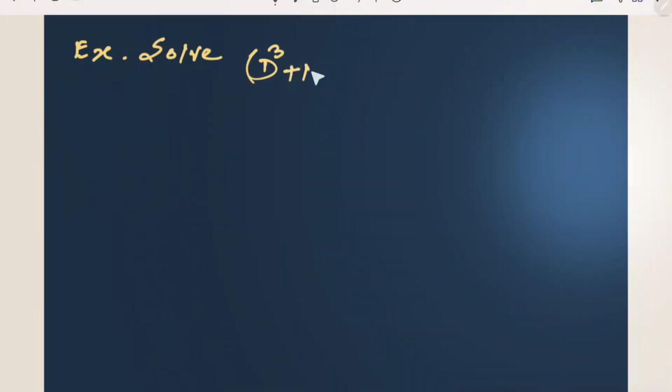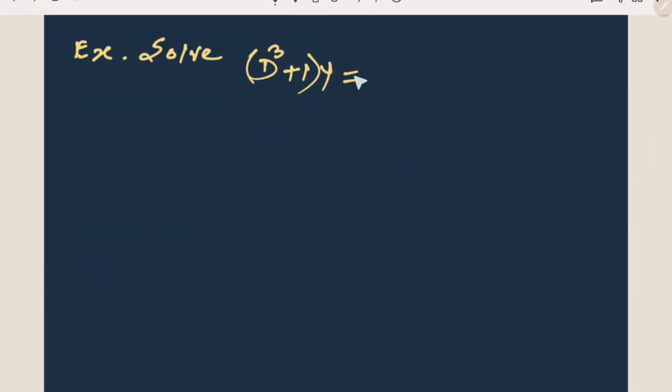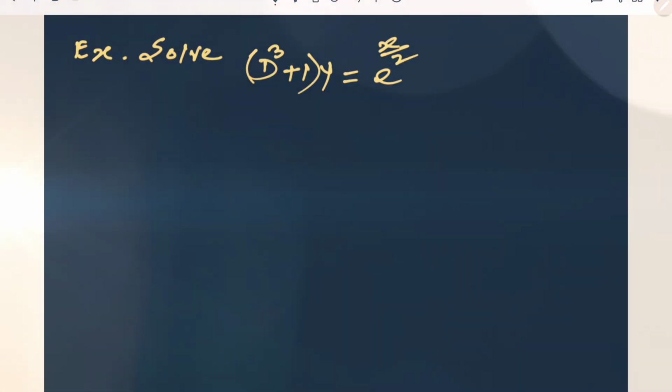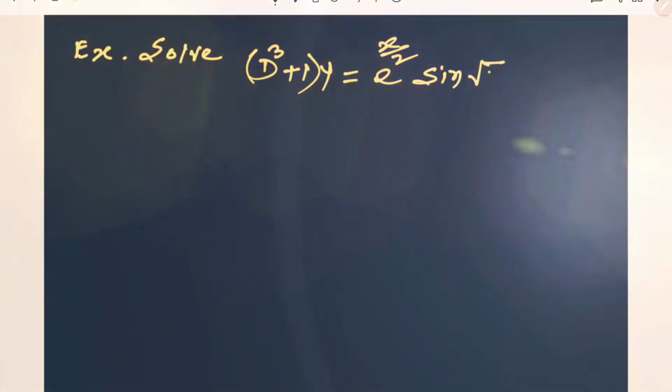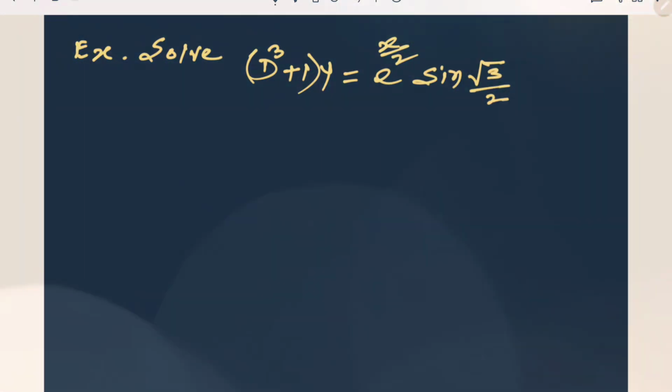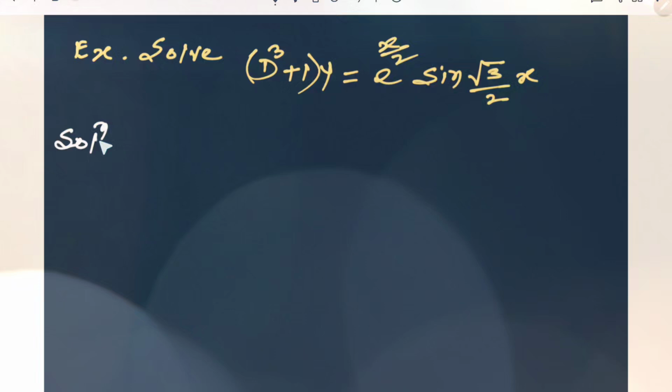Let us solve the problem. Solve the differential equation (D cube plus 1) y is equal to e raised to x by 2 into sine of square root of 3 by 2 times x. Watch the video up to the end for better understanding.